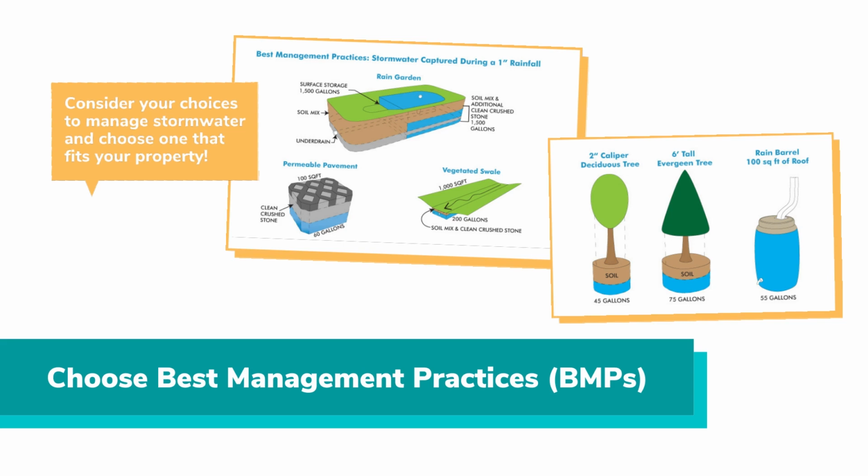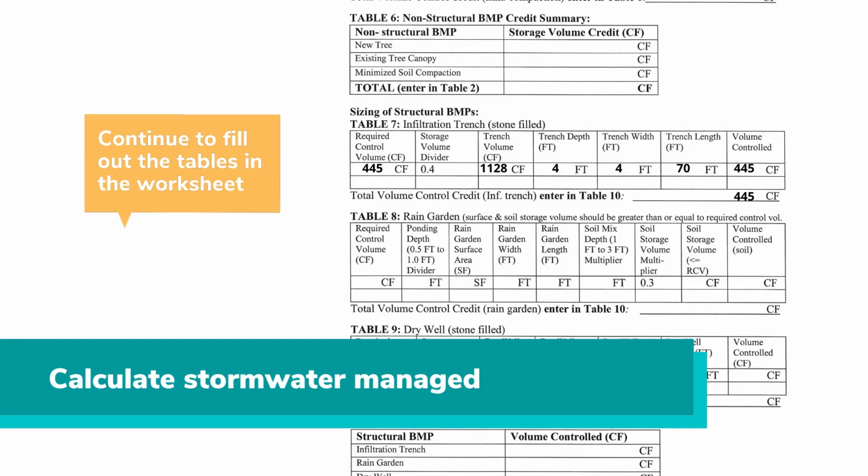Once you have determined the amount of stormwater you need to manage, then you will need to consider the different types of management practices that are available to you, how much stormwater they can manage, and what fits best on your property. The worksheets will also help you through the design for some of the most common best management practices to control stormwater runoff. These practices include stone-filled infiltration trenches or dry wells, rain gardens, permeable paving, and planting trees. Later videos in this series will go into more depth on these management practices.